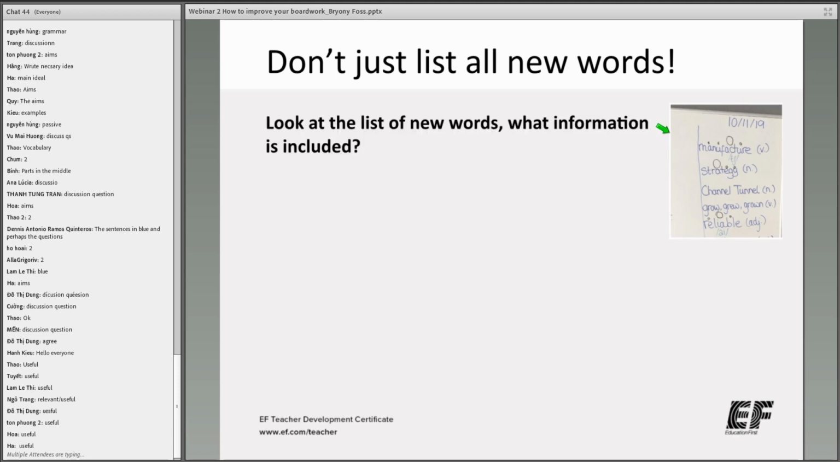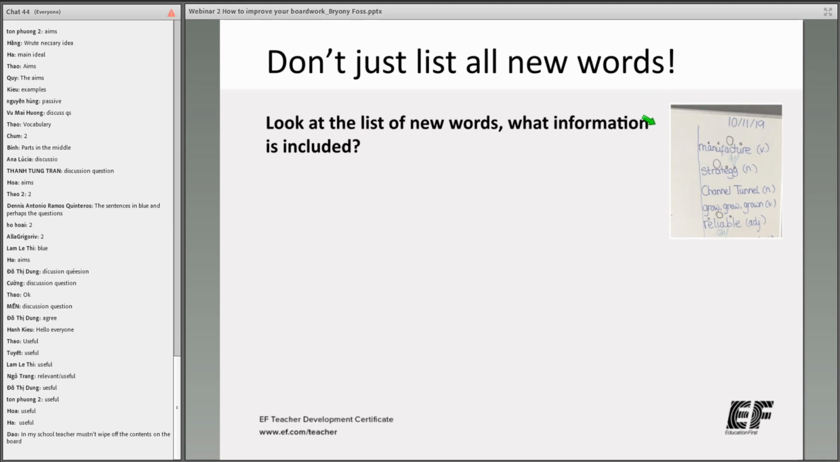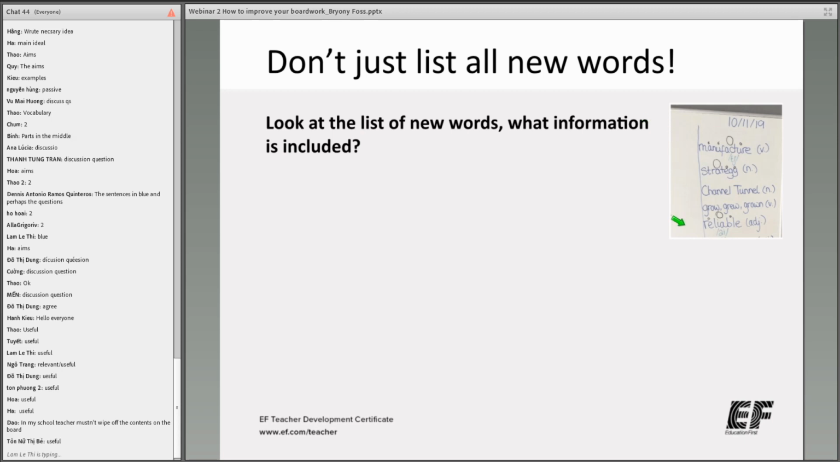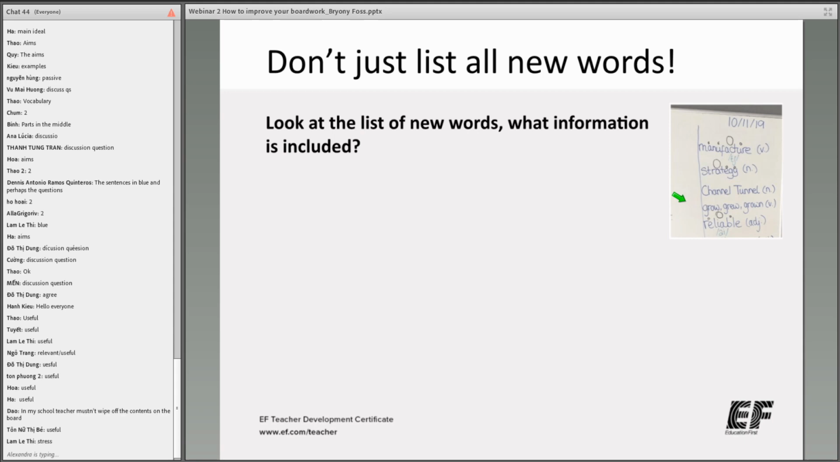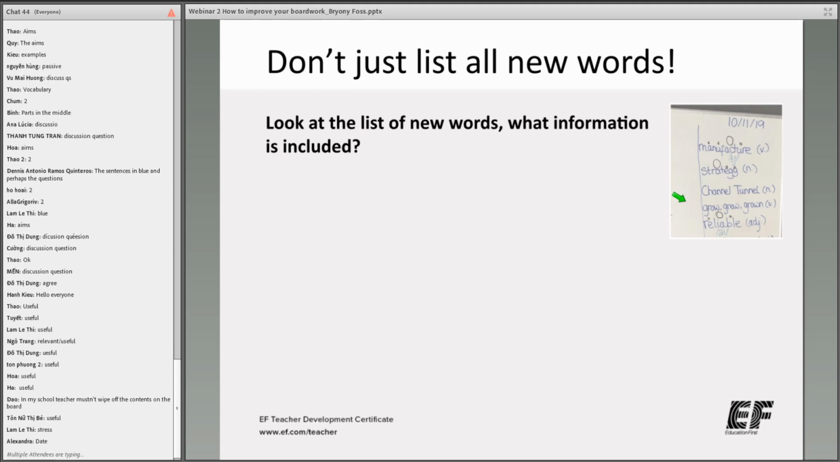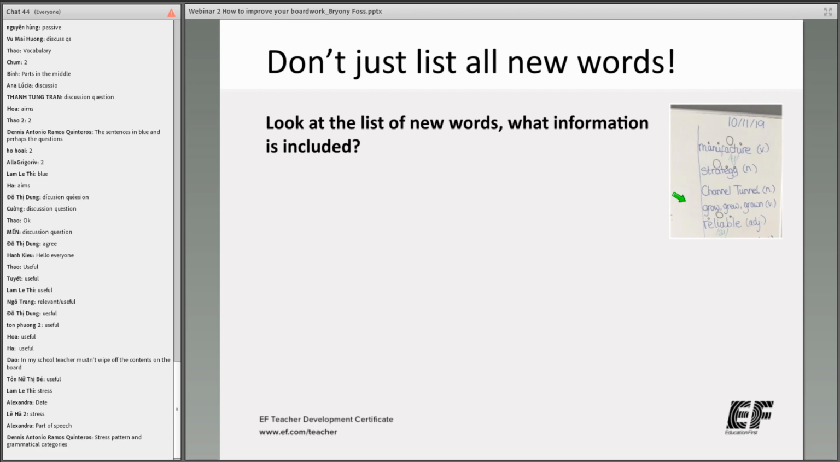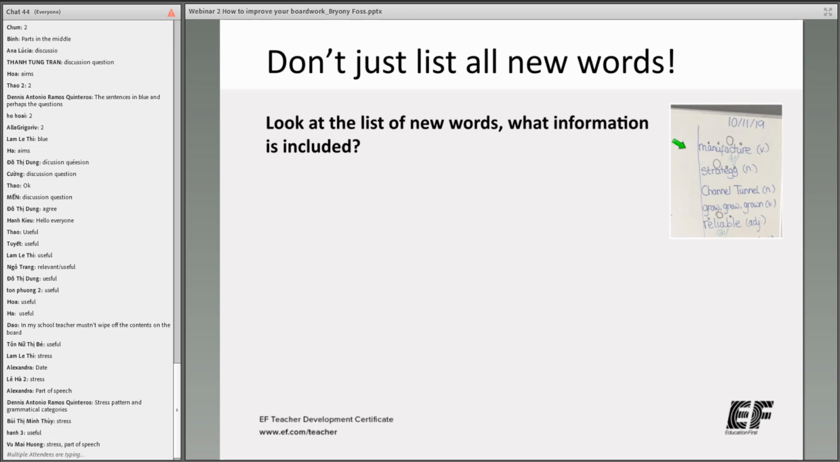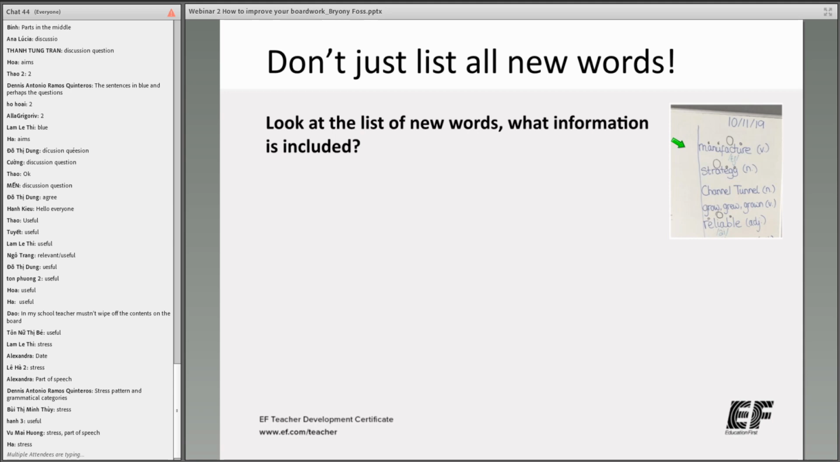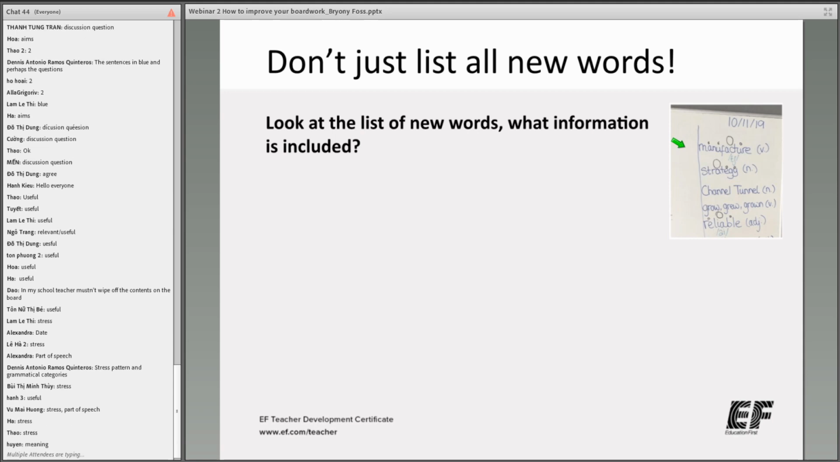If you look at the top section of this list of new words, what information is included in this list of vocabulary, these 5 words? Please write in the chat box what extra information is included in that list. The date, yes, the date's at the top, but in the vocabulary. I'll let you write some ideas.